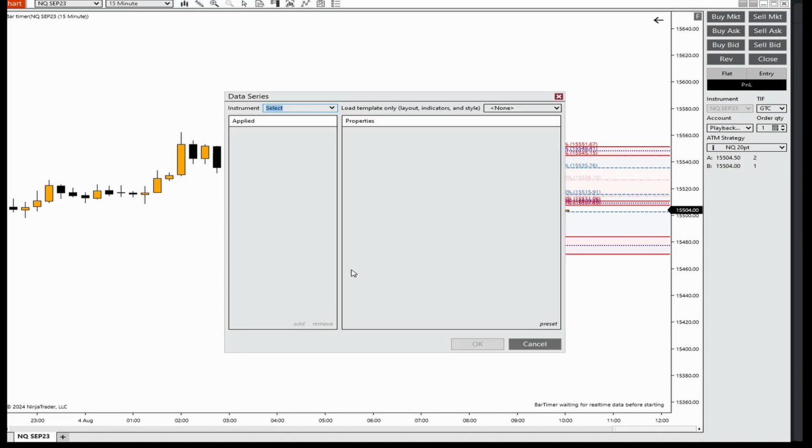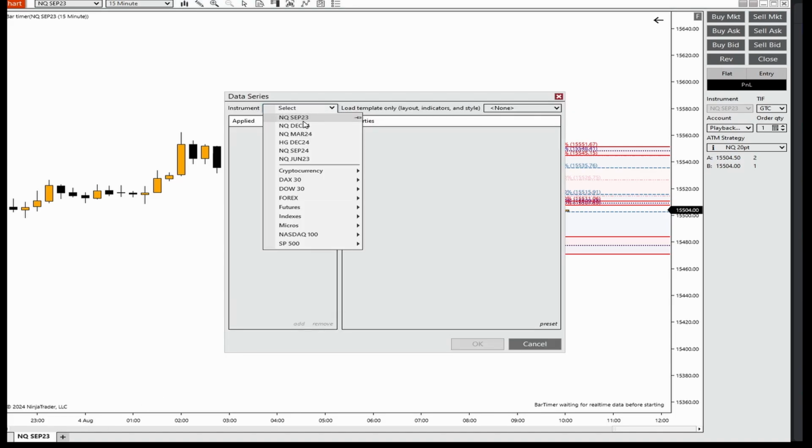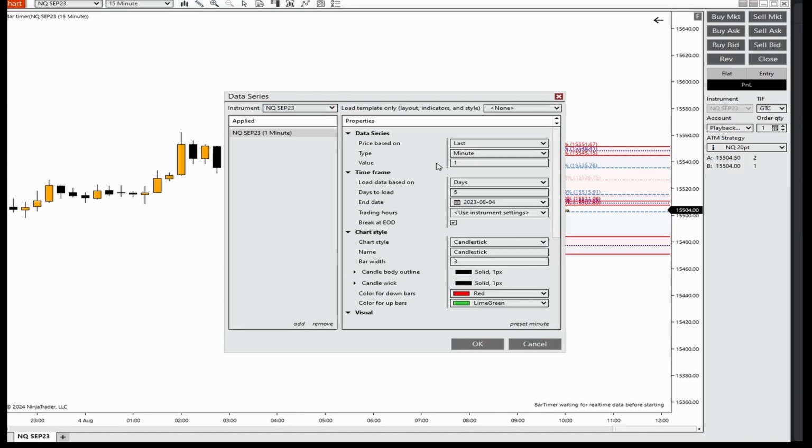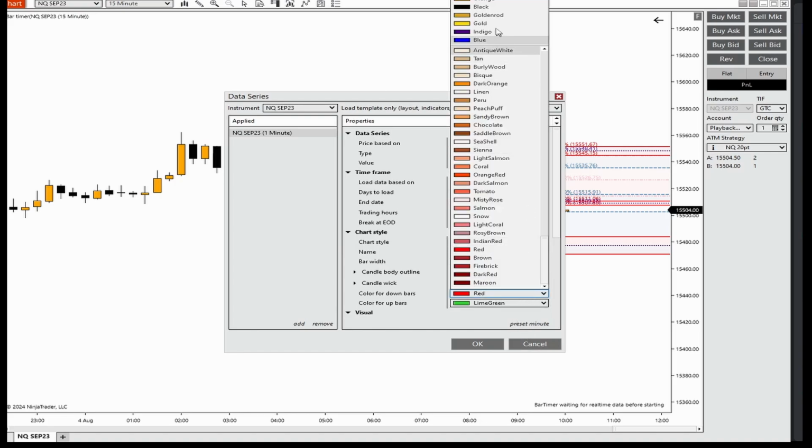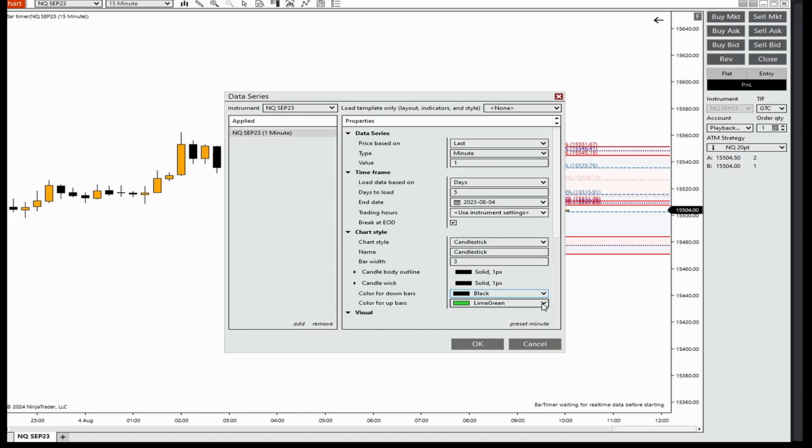Let's actually double this chart, just so I don't have to deal with this nonsense. September, and go with our black and gold.